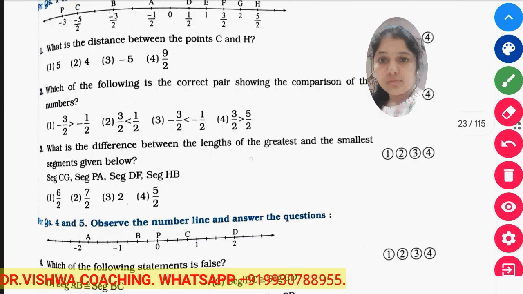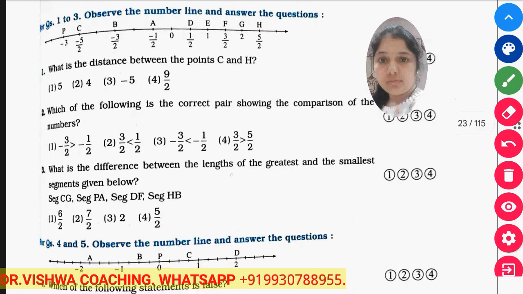Now what is the difference between the length of the greatest and smallest segment given below? Now segment CG, C and G. Okay. Then PA, T and A, and DF, D to F, and HB. Now what you have to do here is first find the length of each segment.